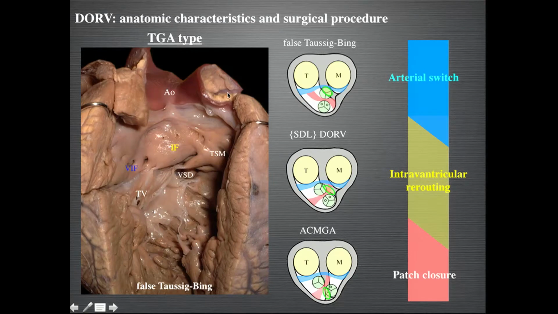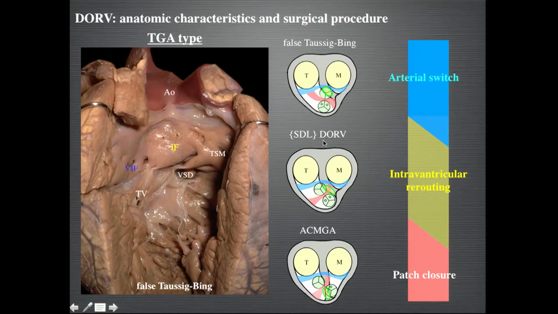Then the TGA type, transposed type. The pulmonary artery is behind the aorta, a little bit to the left side. The aorta is anterior and on the right side. With subpulmonary VSD, it is very close to the left ventricle through the pulmonary artery. Then it is easy to do the arterial switch procedure, then close the VSD. That's a biventricular repair.